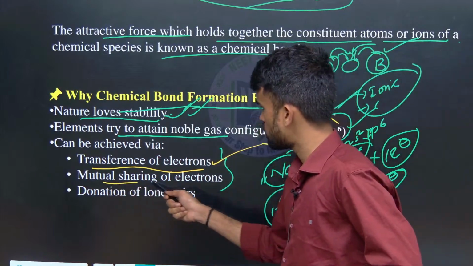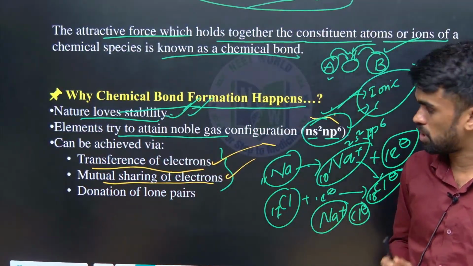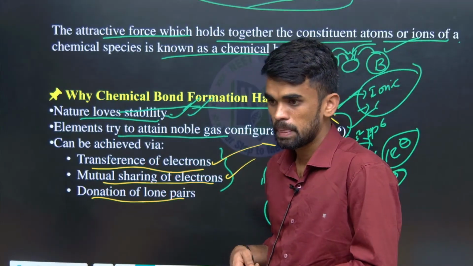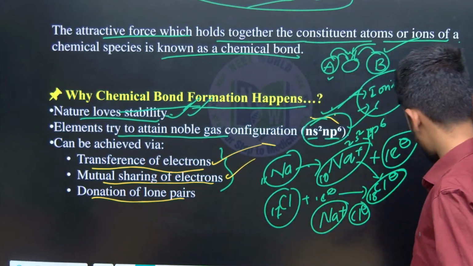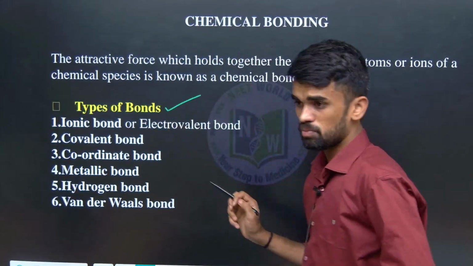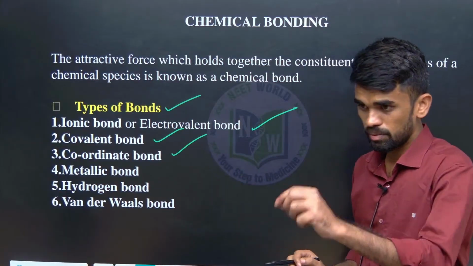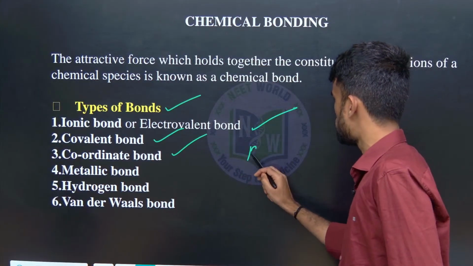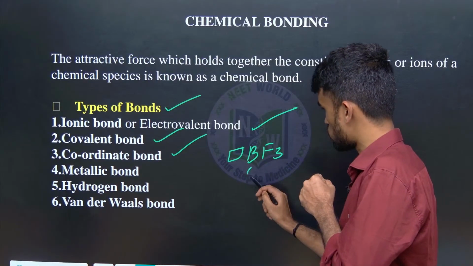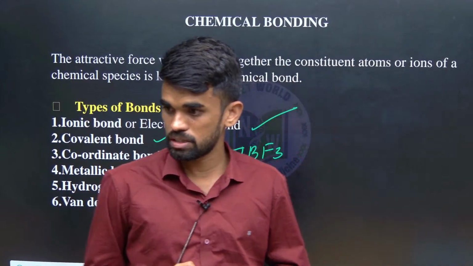Again, what I told you: mutual sharing forms a covalent bond. Next, donation of lone pair electrons, which we can call a dative bond. I will show you that after some time. What are the types of bonds we discussed? Covalent bond. Next, for the lone pair of electrons, for example, here I have BF3. It has only 6 electrons now. In order to gain an octet configuration, it requires 2 more electrons.